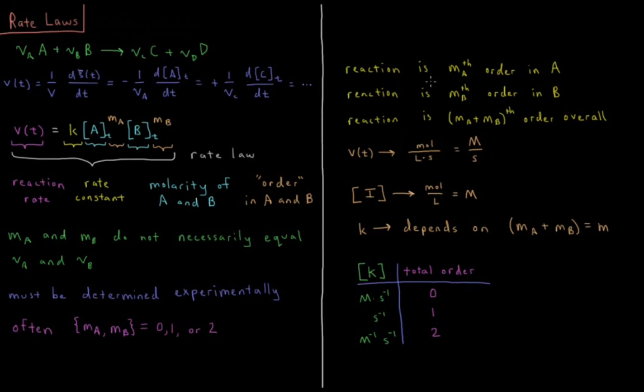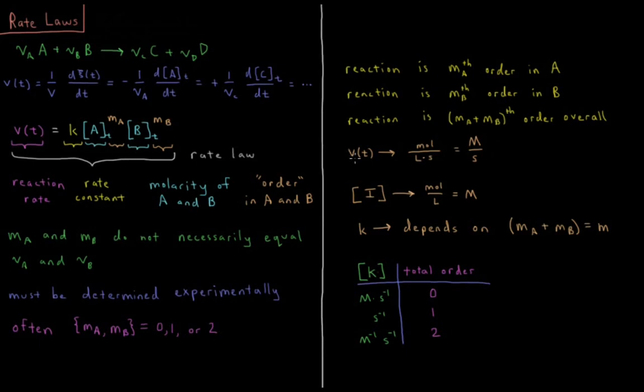Okay, so we would say that this reaction is mAth order in A. If it's 0, 1, or 2, 0th order, 1st order, or 2nd order. We say that the reaction is mBth order in B. Again, 0, 1st, or 2nd order in B, most often. And the reaction is mA plus mBth order overall. So if we add up mA and mB, that gives us the overall order of the reaction, which can be 0, 1, 2, or even some other value.